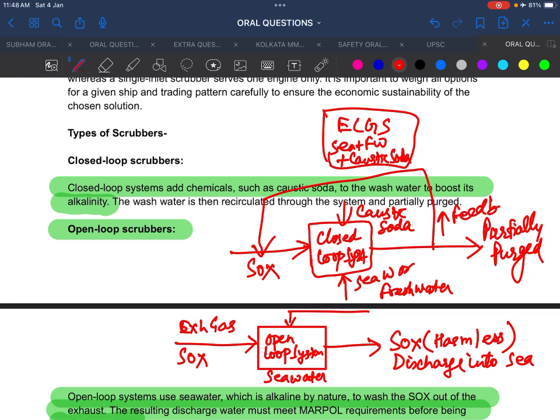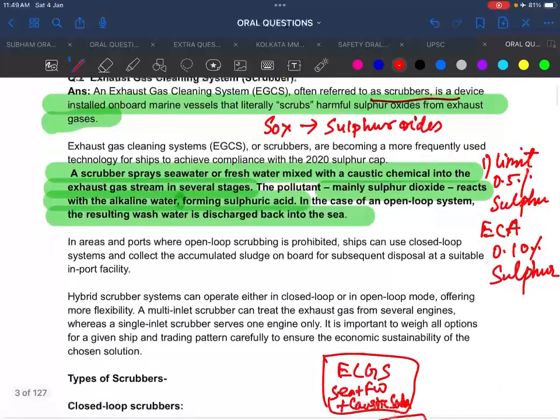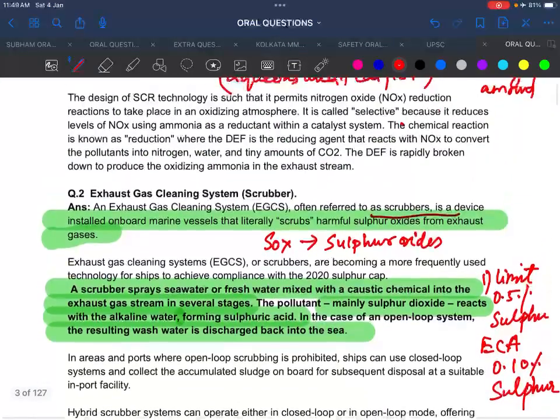And here is the feedback. Why are we taking this feedback? Because we have to follow the MARPOL requirement. Until and unless the requirements, rules and regulations are followed, we are not able to discharge into the sea or anywhere. So if it does not meet the requirement, we recirculate it into the system again, it goes into further treatment, and again it comes back, and if the requirement is again not met, it will recirculate like this. So this is the closed loop system of the scrubber.